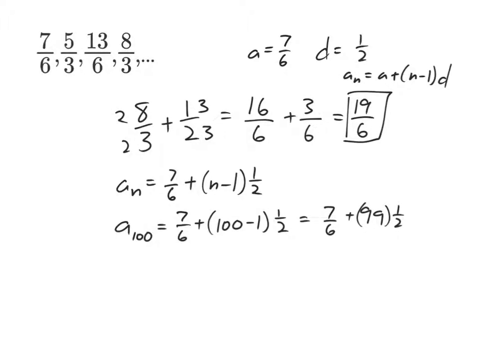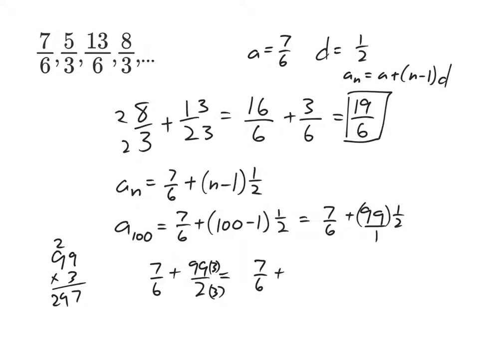So this is going to be, if I put this over 1, 7/6 plus 99/2. Common denominator, I need to multiply by 3, multiply by 3. So 99 multiplied by 3 is going to be 297. So this is going to be 7/6 plus 297 over 6. 297 plus 7 is going to be 304 over 6.